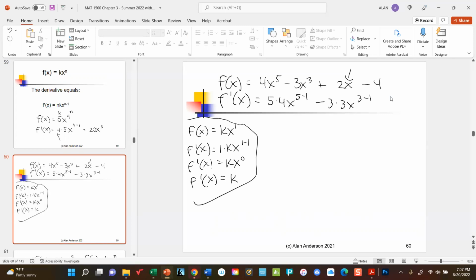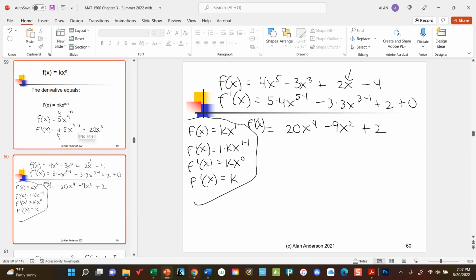So this is a special case of the power rule. So the derivative of 2x is just 2. And then, of course, the derivative of any constant is 0. So the final result would be 20x to the 4th minus 9x squared plus 2. And that's it. You're done. So you basically have applied the power rule 3 times and the constant rule once.